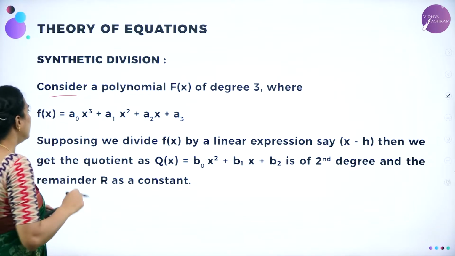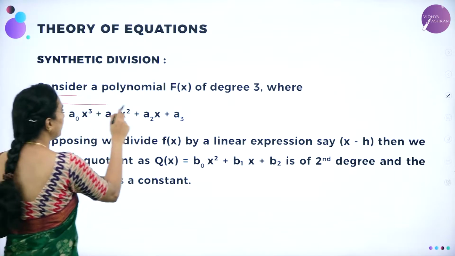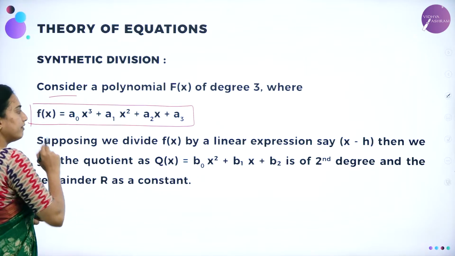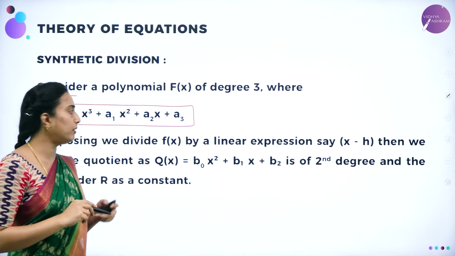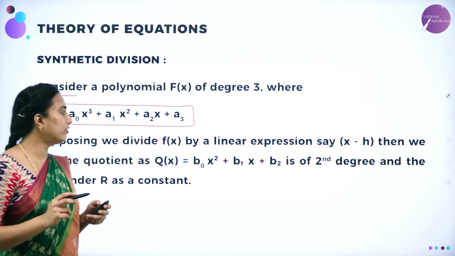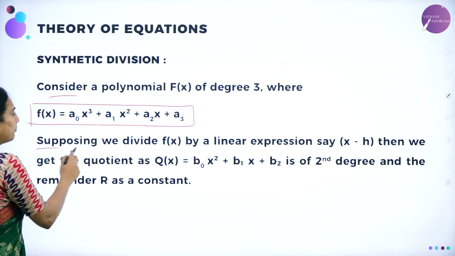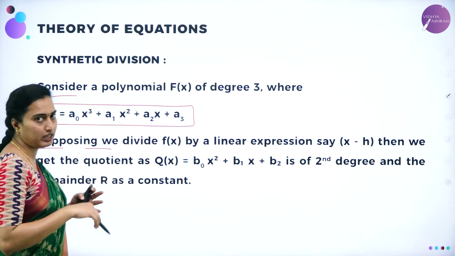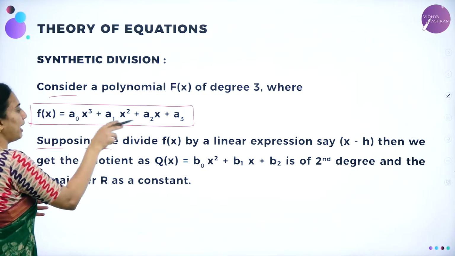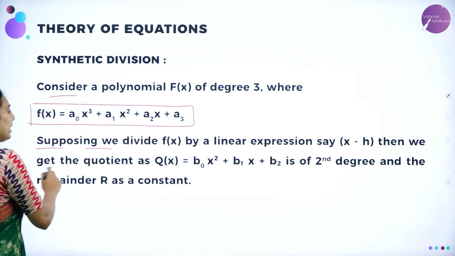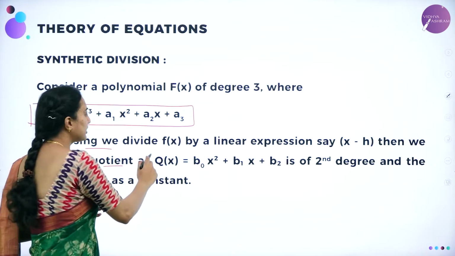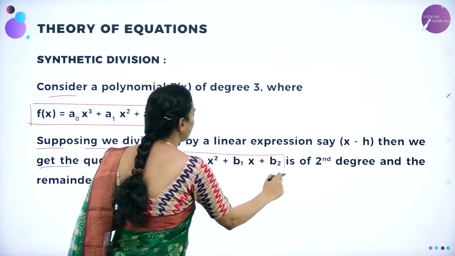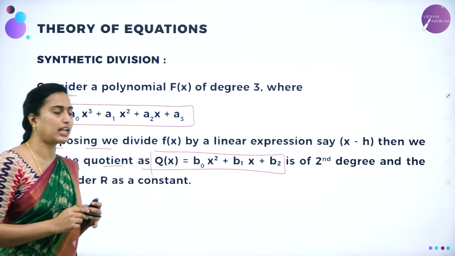Now we'll move on to consider the polynomial equation f of x of degree 3. It is given by f of x is equal to a naught x cube plus a1 x squared plus a2 x plus a3, where a1, a2, a3 are constants here. Suppose we divide f of x by a linear expression, say x minus h. Then we get the quotient q of x is equal to b naught x squared plus b1 x plus b2, which is a second degree expression.